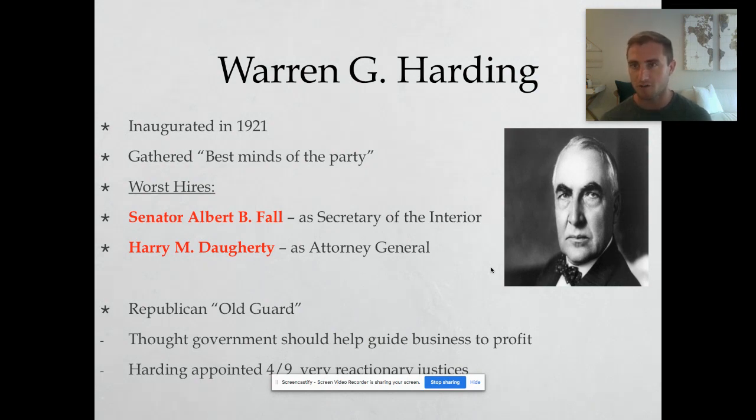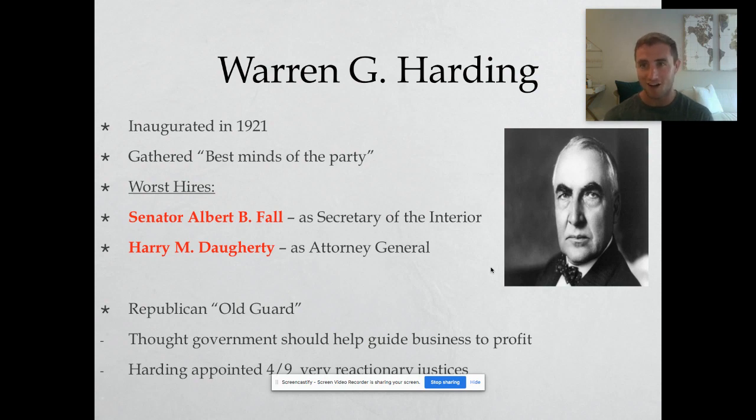Our 3 progressive presidents, Teddy Roosevelt, Taft, and Wilson, all of which believed in heavy regulation of the economy or laws to regulate trusts or break up trusts. Our 3 Republican presidents of the 1920s are not at all of that same mindset. They believe that they should help guide business to profit and not break up trusts. And because of this, we see again the wealth congregate in the top 10% of the country.